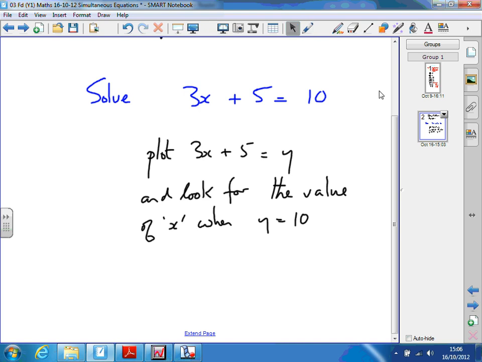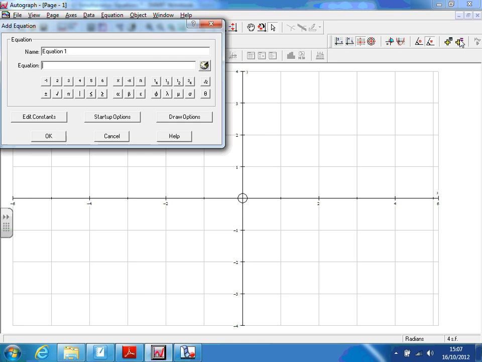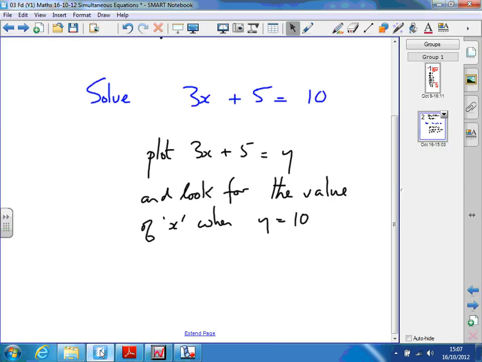Okay? So let's go to Autograph and try that. So fire up Autograph and put in the equation. Enter equation, y equals 3x plus 5. And there is a line, okay? Maybe you would have expected a straight line because x is only to the power one. It's not x squared or anything like that. So I was expecting a straight line.